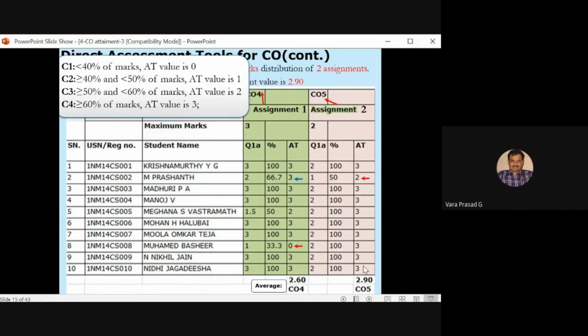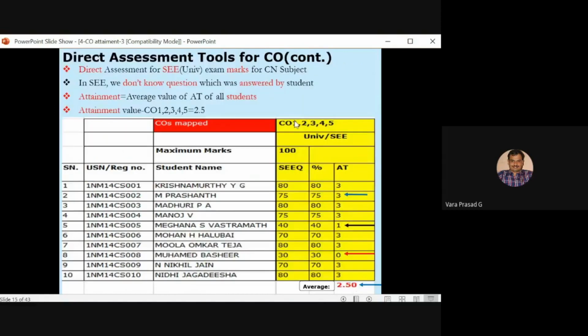Previously, we talked about the CIE. Now we finished the assignment. Then I'm talking about the university exam. In the first slides, while calculating CO attainments, I already told that with respect to the computer network subject, the university total mark is 1000. If you take any university question and answer sheet, we don't know which student answered which question, because the university will not disclose the answer sheet.